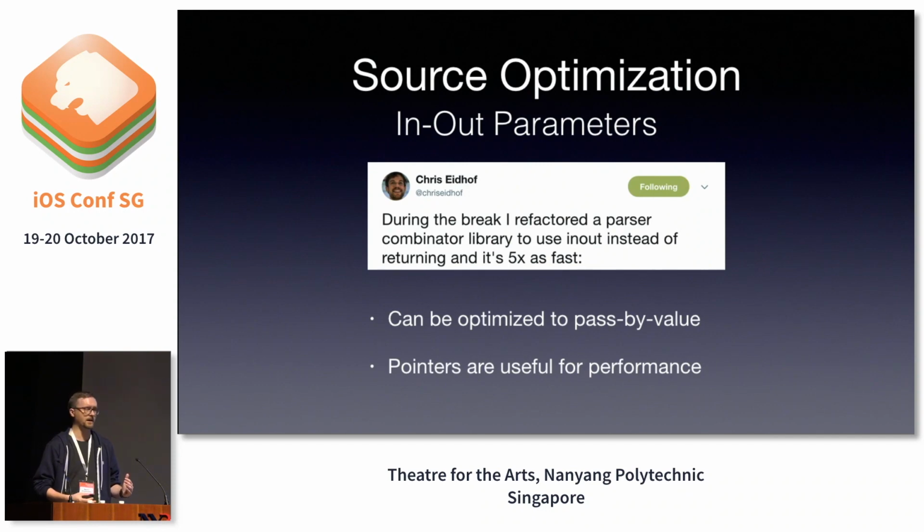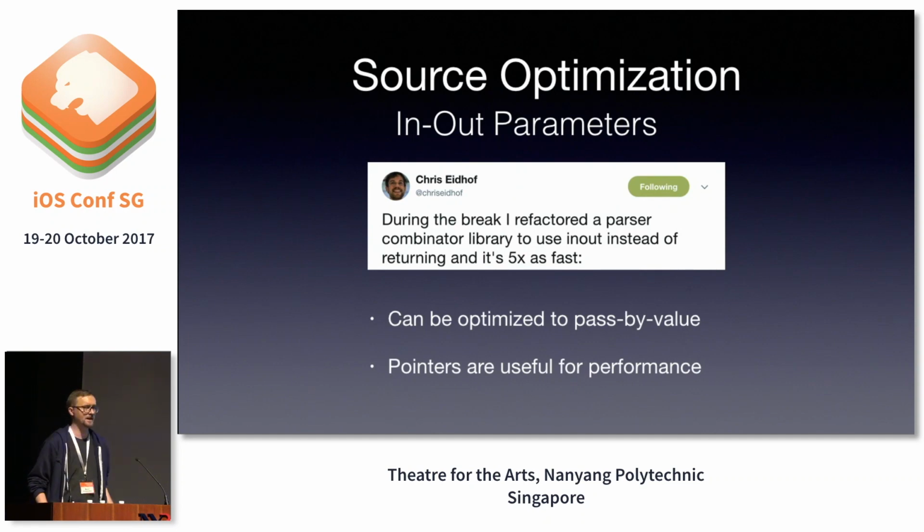There's no copy inside. I quote Chris Eidhof here. I find it right. He said, during the break, I refactored the parser combinator library to use inout instead of returning, and it's 5 times as fast. And it's really that fast, because we don't have a copy there, and copy is very expensive.